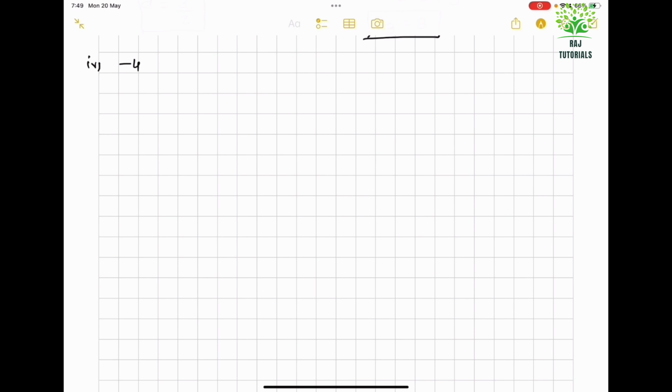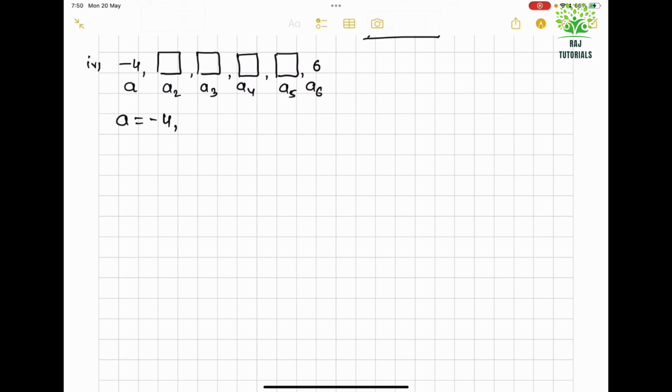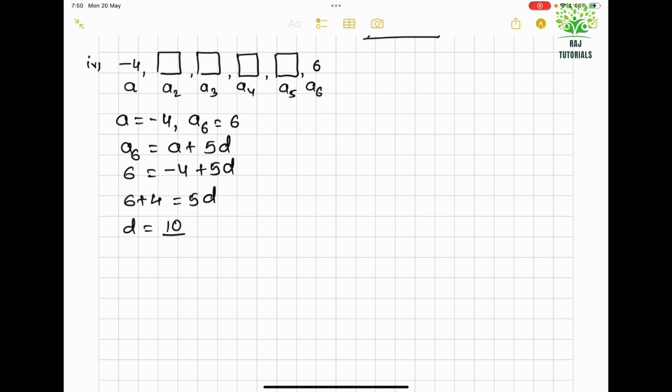Fourth one says, so here I can say a, a_2, a_3, a_4, a_5, a_6. So a equals minus 4, a_6 equals 6. So a_6 will be equal to a plus 5d. 6 equals minus 4 plus 5d. 6 plus 4 equals 5d. d will be equal to 10 by 5. So therefore d equals 2. Now I know d equals 2, so I can get all the terms.